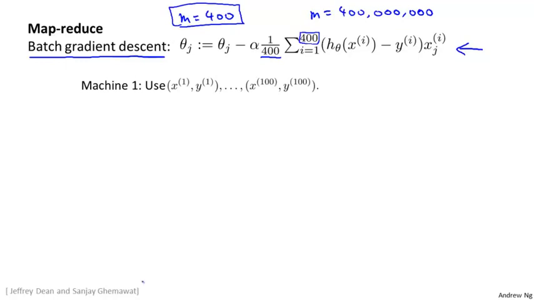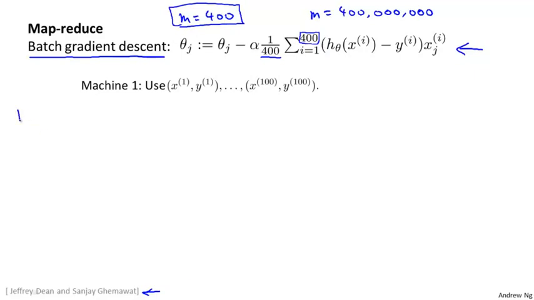And I should say the map-reduce idea is due to two researchers, Jeff Dean and Sanjay Ghemawat. Jeff Dean, by the way, is one of the most legendary engineers in all of Silicon Valley, and he kind of built a large fraction of the architecture or the infrastructure that all of Google runs on today. But here's the map-reduce idea.